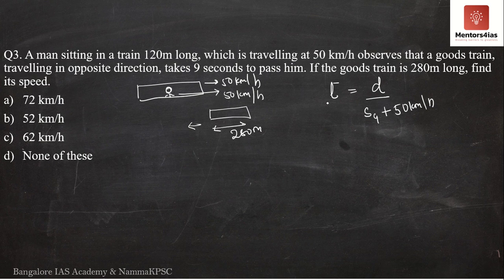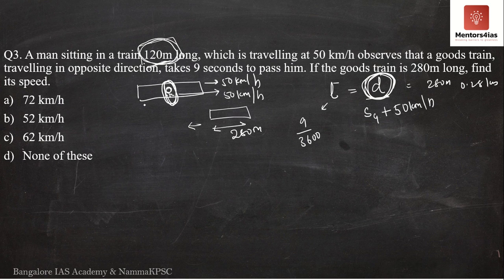T is known. T is nothing but 9 seconds, that is 9 divided by 3600. Now, here is the catch, distance. This distance is nothing but 280 meters or 0.28 kilometers. This 120 kilometers is given just to confuse you. This is unnecessary information. The person is sitting inside the train and sees the train crossing him and him alone. So we don't want the length of the train.